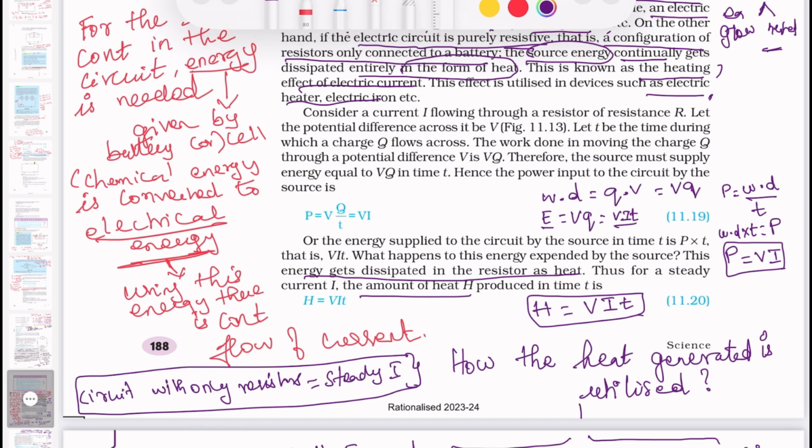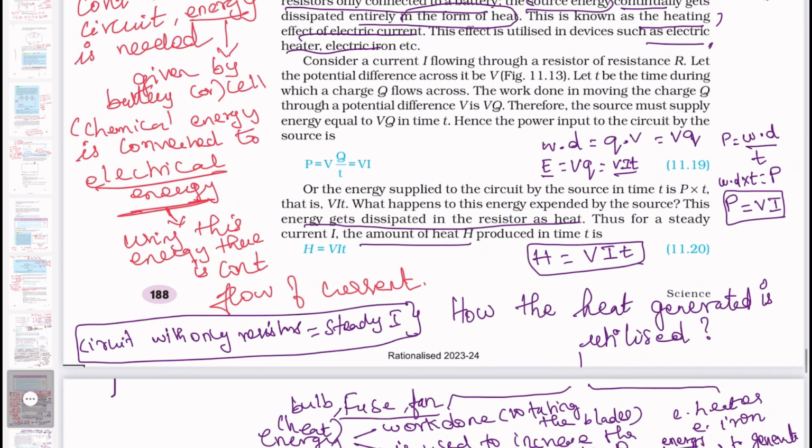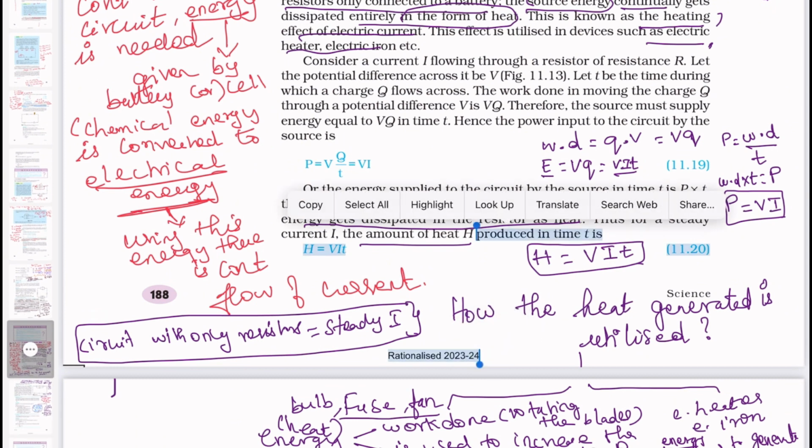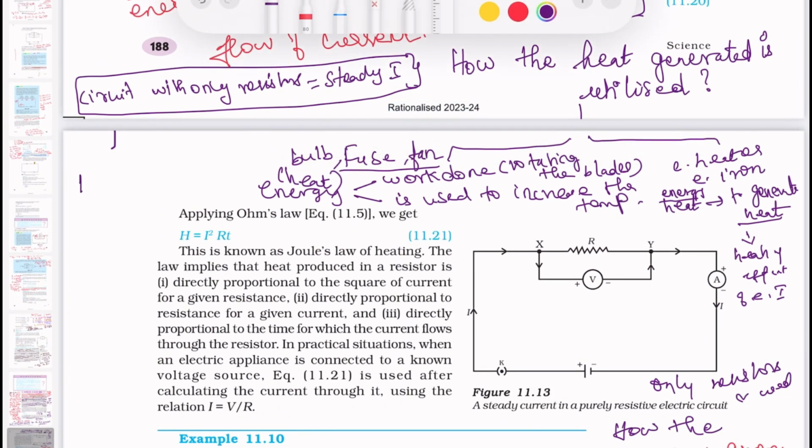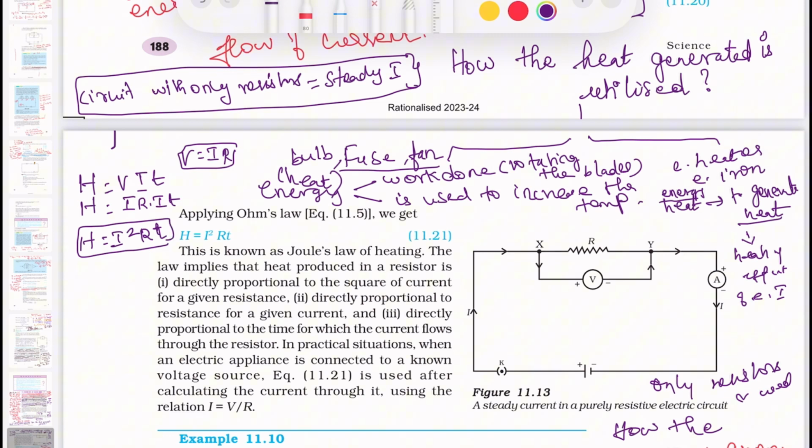Now we will understand this concept of H is equal to VIT, where we can use Ohm's law. I know that the heating effect is equal to VIT, and because of Ohm's law V is equal to IR. So my heating effect formula will become IR into IT, that would be I square RT. When I use Ohm's law and derive the heating effect formula, this is known as Joule's law of heating. It was found by the scientist Joule.